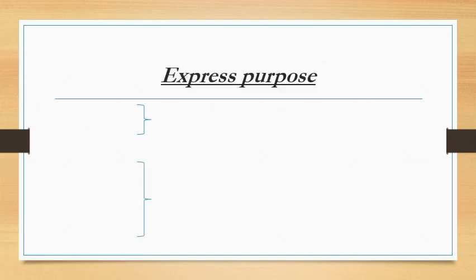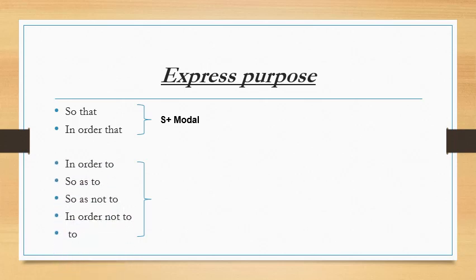So here, in order to express purpose, اللي هي الغاية, we use the following expressions. So either we use so that, or in order that, غير هي من بعد in order that or so that, we use subjects plus modal, or we use the following expressions followed by infinitive, verb in the infinitive form, in order to, so as not to, in order not to, or to should be followed by the verb in the infinitive form, or we just can use for followed by gerund, verb plus ing.